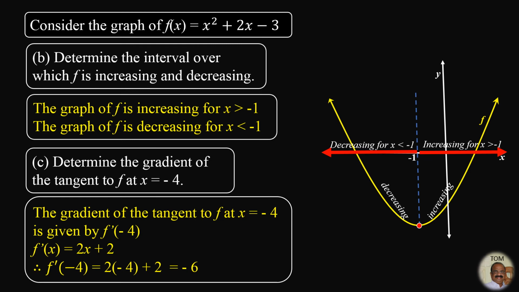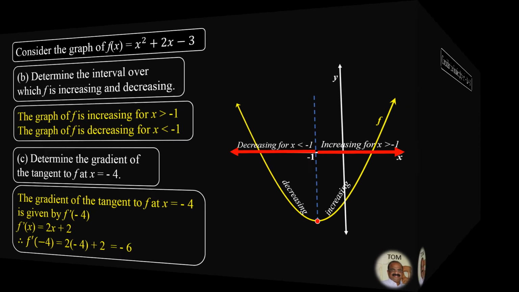So we calculate the derivative, that is f'(x). f'(x) is 2x + 2. Then we calculate f'(−4) because x is −4. We want the gradient at x = −4. We substitute and we get −6. So the gradient of the tangent at x = −4 is −6.